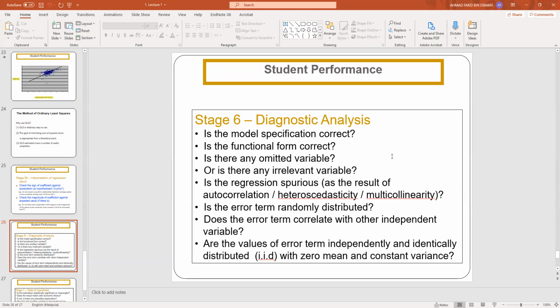So you need to check the distribution of the estimated error, whether it is randomly distributed or not. And then, does the error term correlate with other independent variables? Because we don't want that, that's one of the requirements. You cannot have correlation between the error and any of the independent variables X in the model.